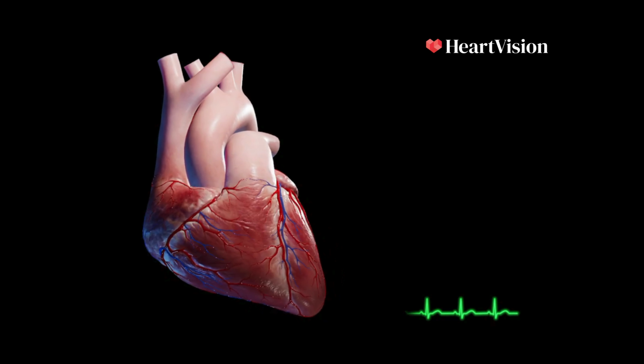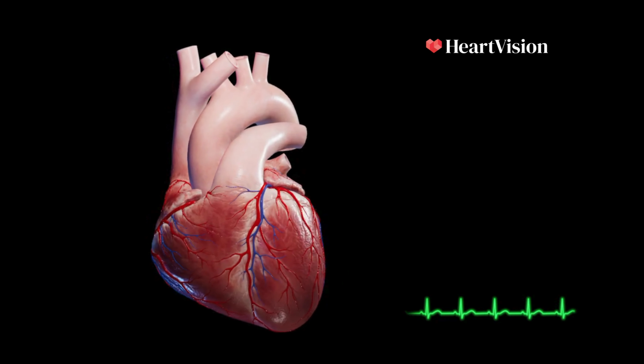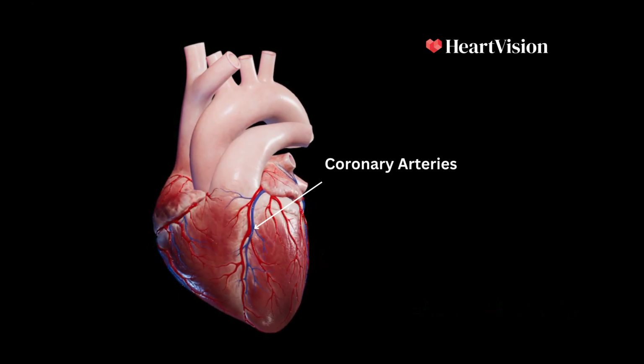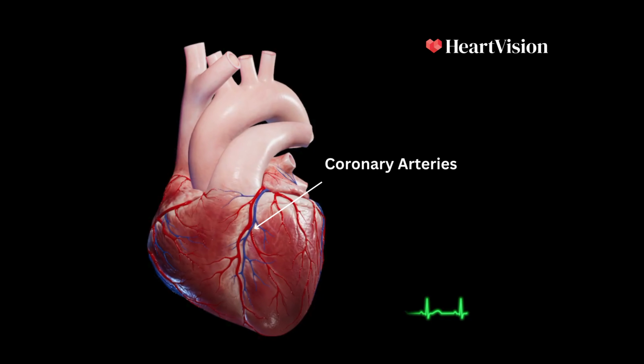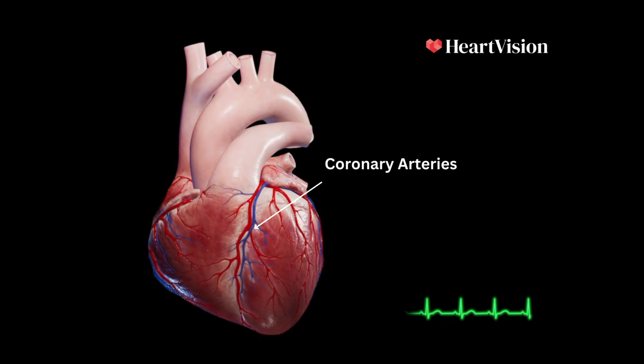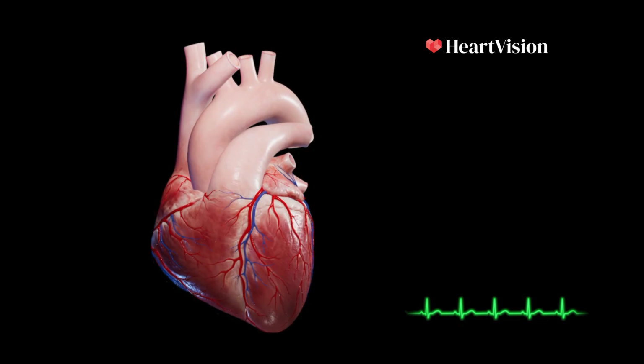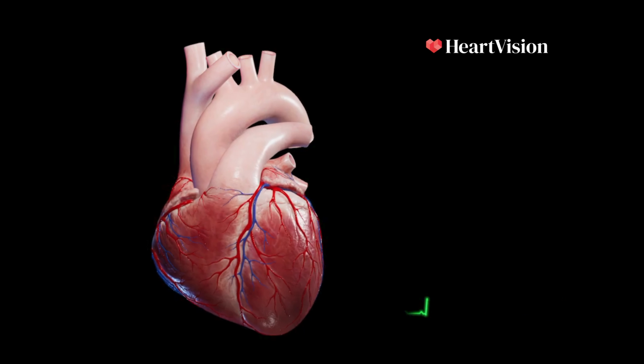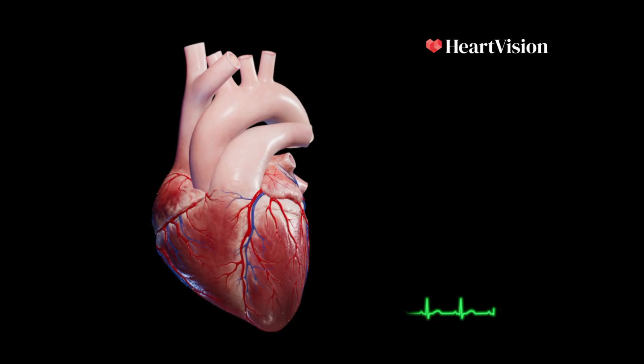Looking at the front of the heart, you can see small blood vessels running across its surface. These are the coronary arteries. Just like the rest of the body, the heart muscle needs a steady supply of blood to work properly, and the coronary arteries provide this nourishment.